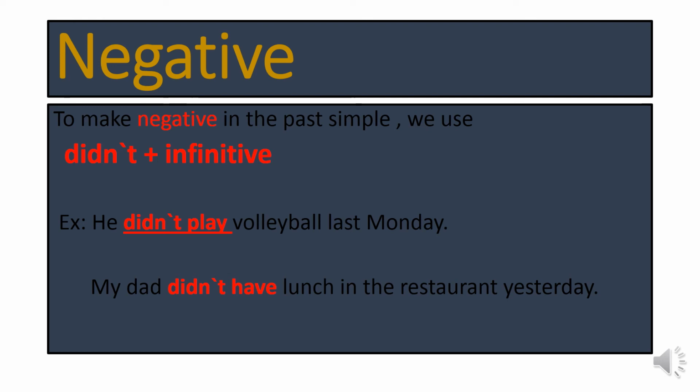To make negative in the past simple tense, how can we make negative in the past simple tense? To make negative in the past simple, we use didn't plus infinitive verb. He didn't play volleyball last Monday. My dad didn't have lunch in the restaurant yesterday. This is the form of negative in the past simple tense.